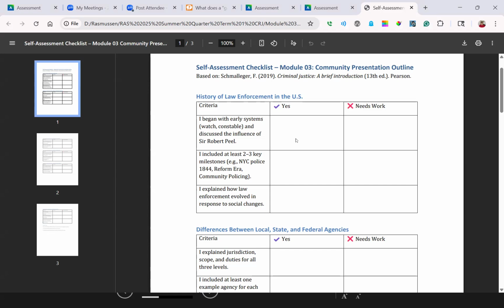But this breaks it down as to what you should see for each section. For example, history of law enforcement in the U.S. Did you begin with the early systems? Did you include at least 2 to 3 key milestones? Did you explain how law enforcement evolved in response to social changes?